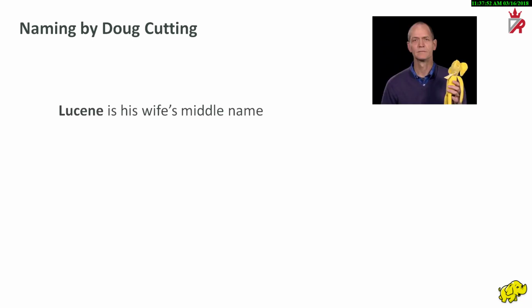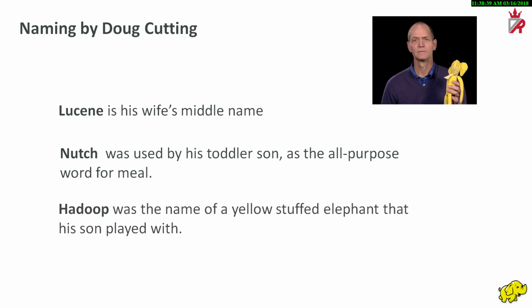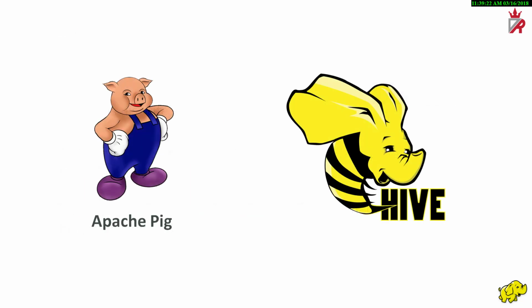Lucene is his wife's middle name. Nutch was used by his toddler son as the all-purpose word for meal. Hadoop was the name of a yellow stuffed elephant that his son played with. Short, relatively easy to spell and pronounce, meaningless, and not used elsewhere. Those were the naming criteria considered by Doug Cutting. Kids are pretty good at making up such words. Other projects in the Hadoop ecosystem also tend to have names that are unrelated to their function, often with an elephant or other animal theme.